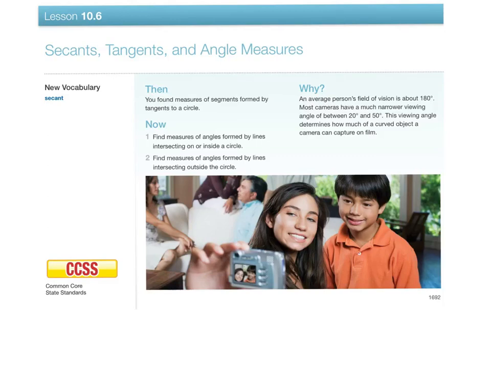All right, now we're moving on to 10.6, secants, tangents and angle measures. The only new information today is just going to be whatever a secant is. We're going to come up against that in a few minutes. So let's have a look at what we've got now.